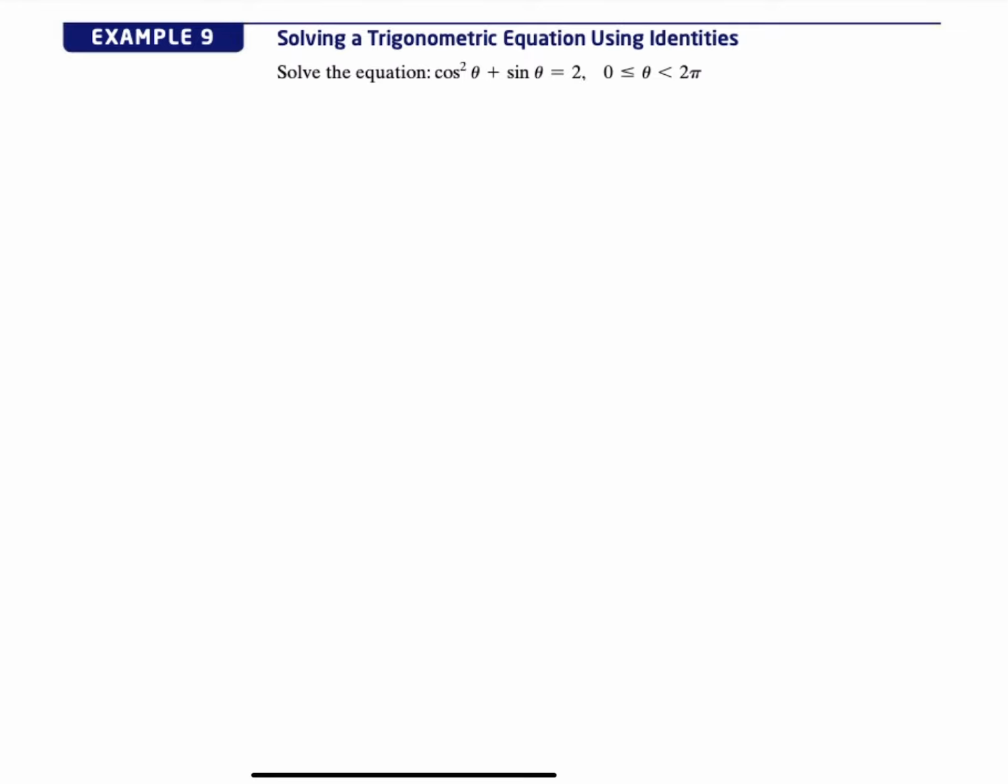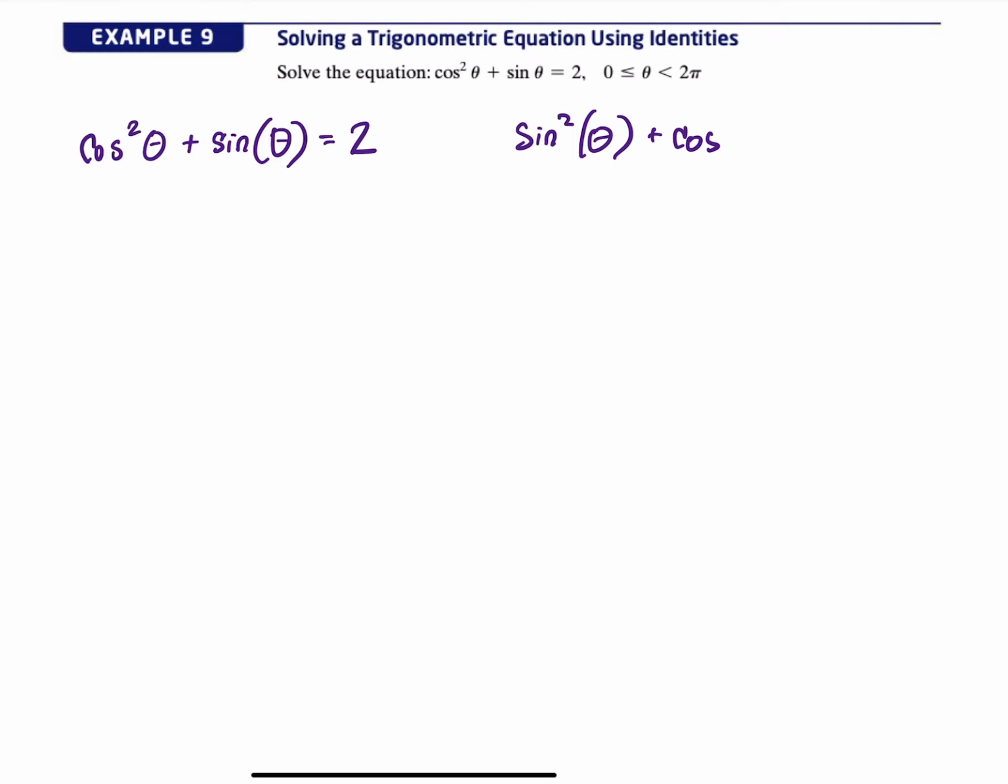So we want to solve cosine squared plus sine of theta equals 2. So let's use that same idea. I want to get everything in terms of just the sine. We have cosine squared. Let's remember sine squared plus cosine squared equals 1.